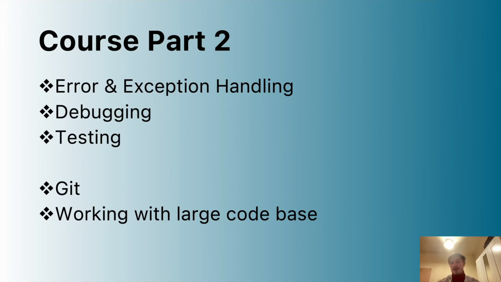How can we track different versions of our code base and make sure we know where we are in our development cycle. And last but not least, we will look at working with large code bases, how we can find our way around hundreds, if not thousands, of different files.